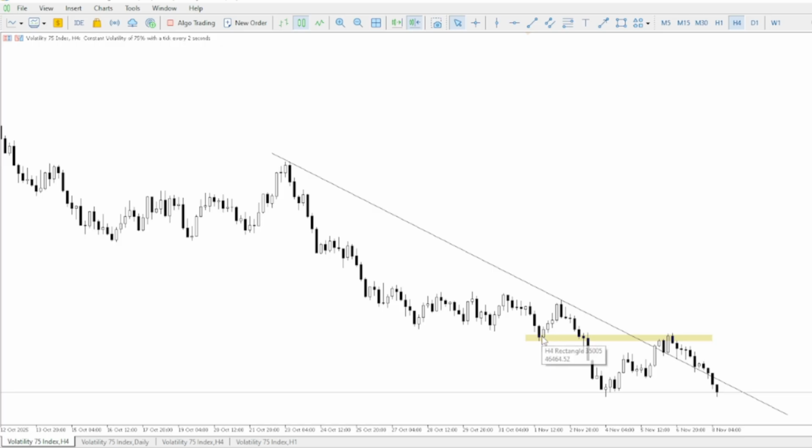As I've marked this level to be my point of interest, where I'm going to sell this market from, now I'm going to go to the lower time frame to also look for other criteria, like other confluence, to give me a sniper entry. I'm not just going to hit sell when the market gets to here and put my stop loss above this place.